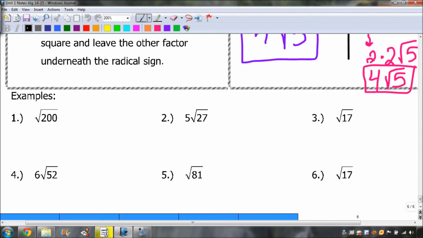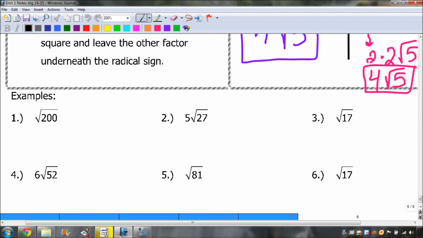If you look at number 1, it says the square root of 200. Now, the first thing that you have to remember is that you have to ask yourself, is 200 a perfect square? Because we're only going to simplify radicals if they're not square rootable. If they're square rootable, you just square root them. So 200, for example, is not square rootable. It's irrational, so we're going to simplify it.